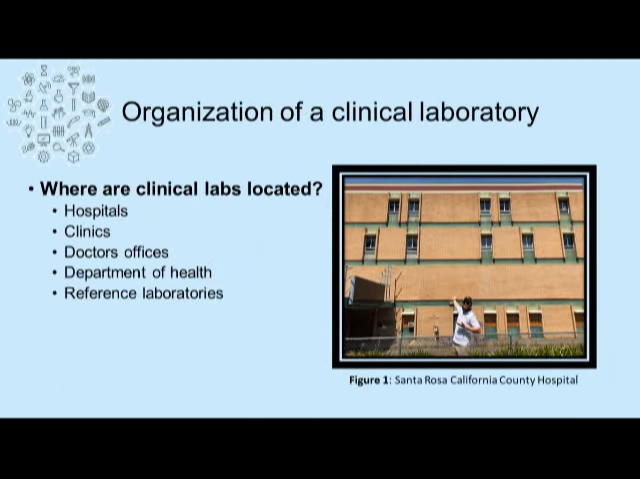So let's talk about the organization of a clinical lab and where clinical labs are located. Well, you would most likely find a clinical lab in a hospital setting, possibly a clinic or a doctor's office, and certainly the Department of Health. They may have a different set of tests that they perform, and reference laboratories are also places you would find clinical laboratories. This image here is a picture of the Santa Rosa, California Community Hospital in Santa Rosa, California, where I was born, and this hospital no longer exists.